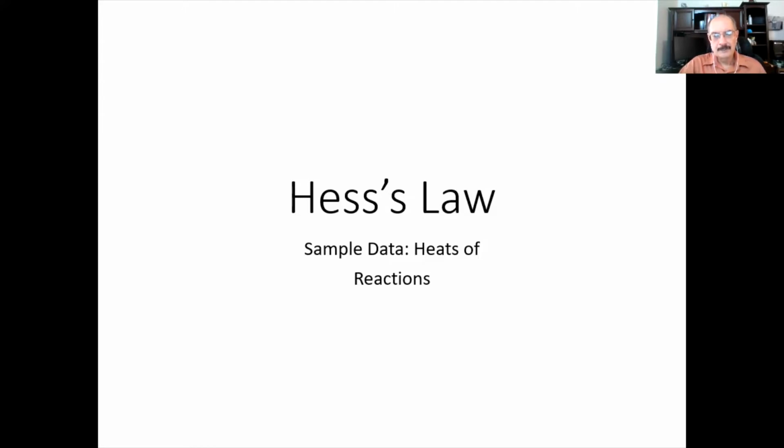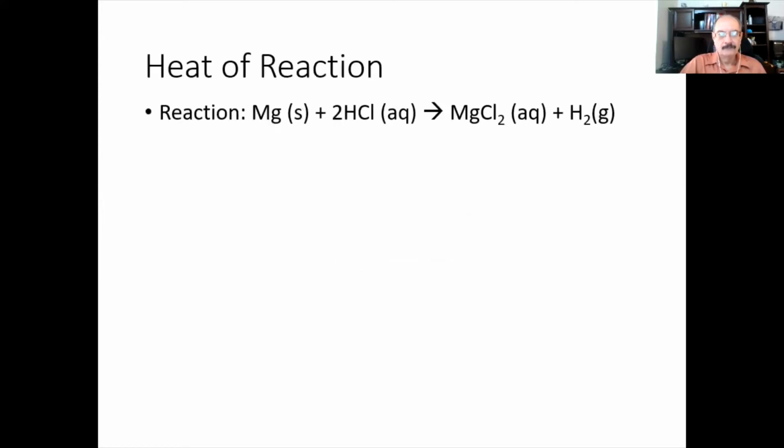Okay, so this is the last part of our experiment and applying Hess's law. And this is what we're going to work with when we do heats of reactions. So our reaction is going to be a reaction between magnesium and HCl. Remember, you may get a different metal. We're going to use magnesium for this particular sample set of calculations. There you see the reaction between magnesium and HCl.